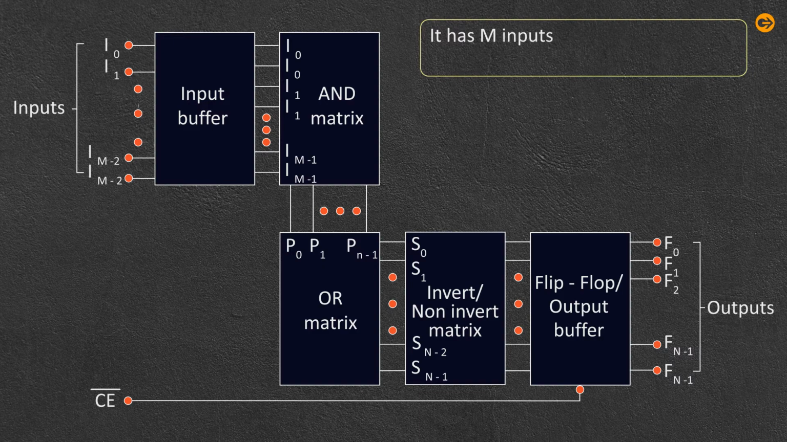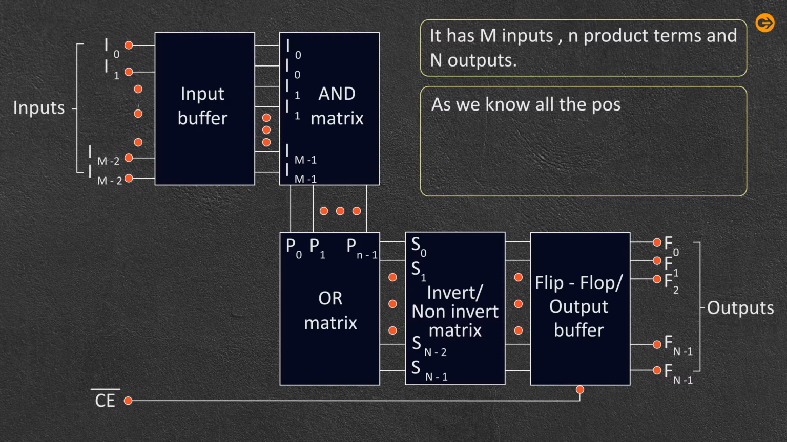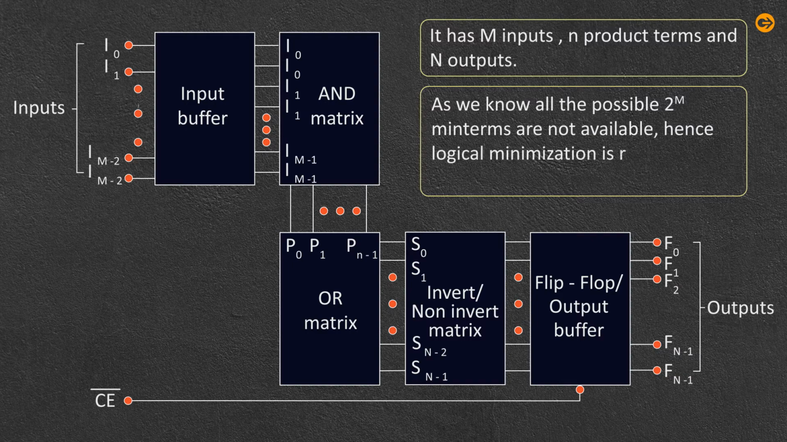It has M inputs, N product terms, and N outputs, thus implementing the logic function of M variables with N outputs. As we all know, the possible 2 to the power M minterms are not available. Hence, logical minimization is required to accommodate a given logic function.